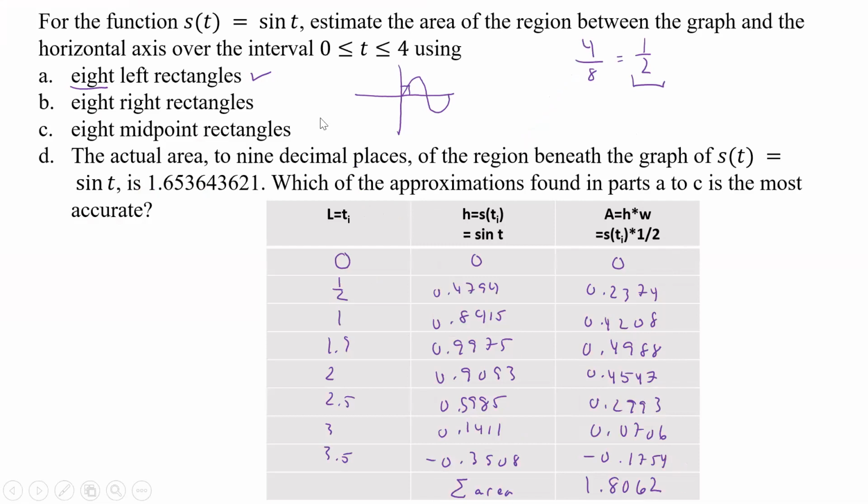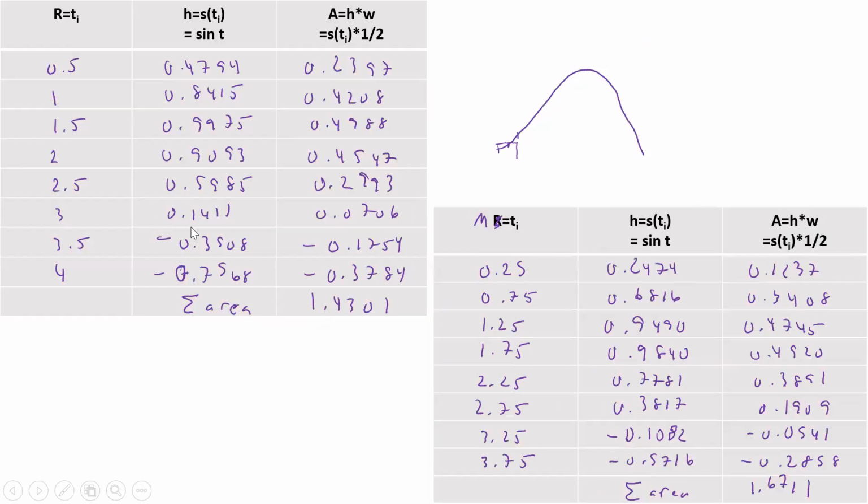Okay. Now, we only went to 4 decimal places, because if we had to write out, like they said, 9 decimal places, that was going to give us kind of a headache, because that's a lot of numbers. But we can actually look and see which one of these values we got, the left, the right, or the midpoint, is closest to this. And so write that 1.6536. Yeah, and so now let's compare them.